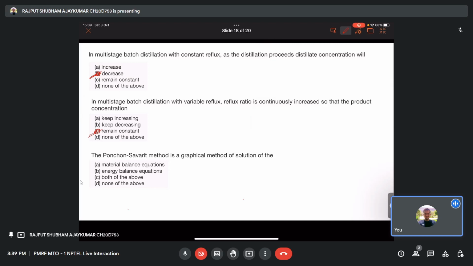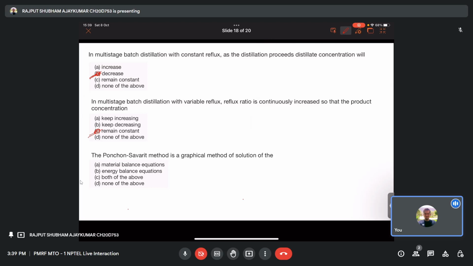So, like the McCabe-Thiele method, in which we consider constant molar overflow as an assumption, in the Ponchon-Savarit method there is no assumption related to constant molar overflow. However, we discussed that we consider enthalpies, because we are going to do the energy balances, and there is no assumption of constant molar overflow.